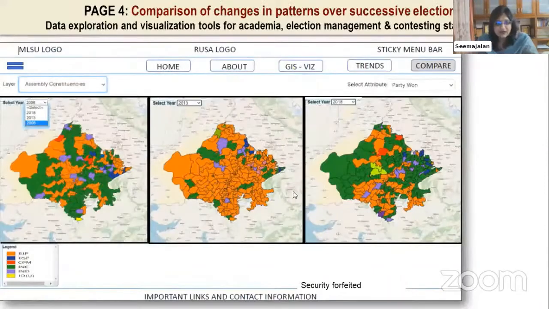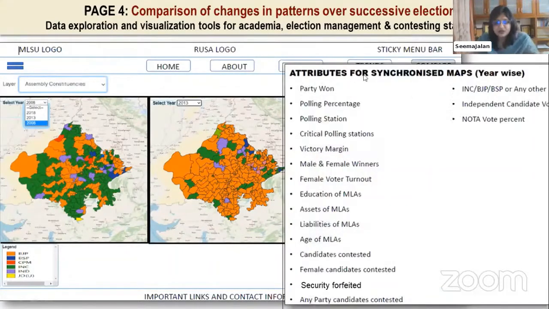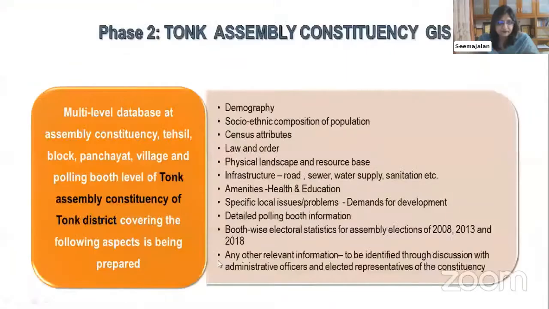The next page gives a comparison across different elections. If there's some attribute that any stakeholder wants to compare across different elections across time, it can be generated here and they can be compared. Here we also plan to give some important links and contact information which may be relevant to different stakeholders. It is still under development. For the synchronized maps, these are some of the attributes which we have given for the synchronized mapping.